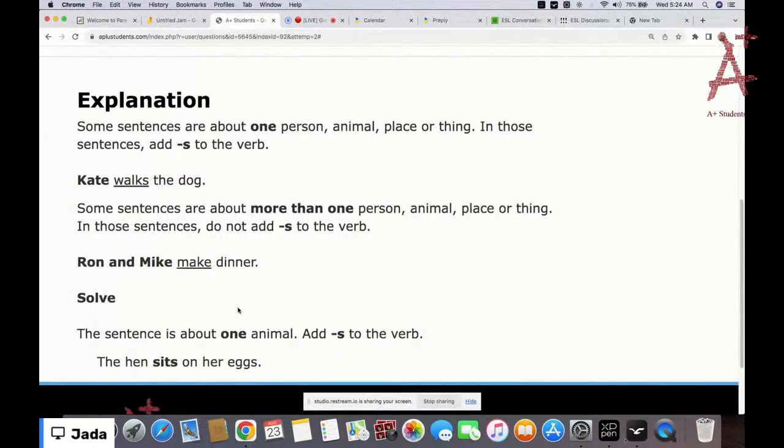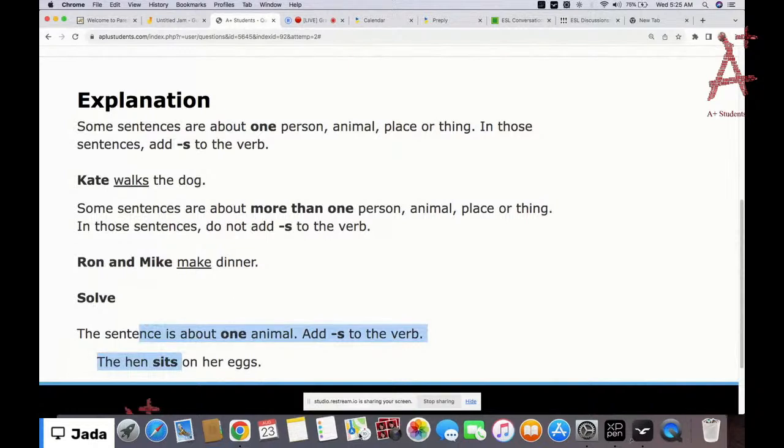So if you get anything wrong, make sure you scroll down. It shows you the right answer. It shows you why this is the right answer also, and then you can continue.